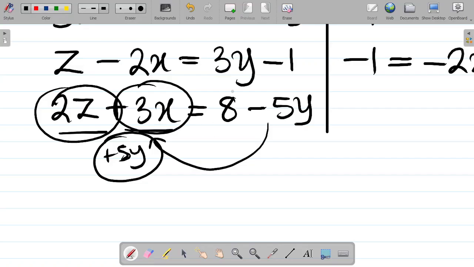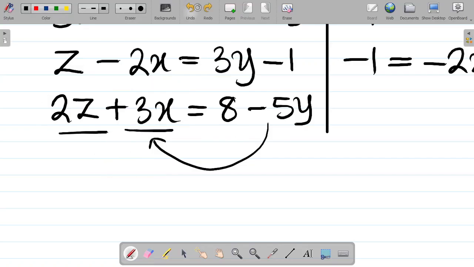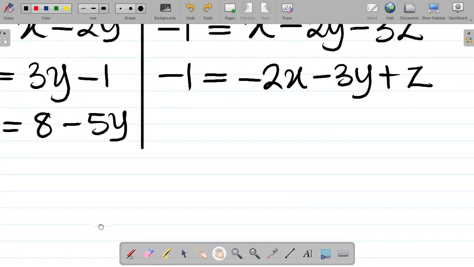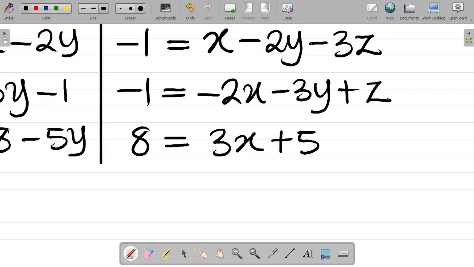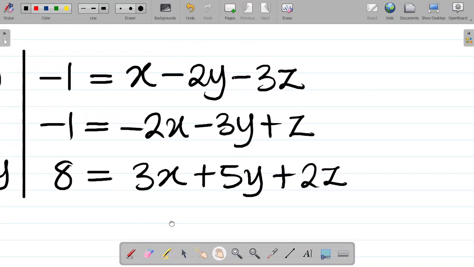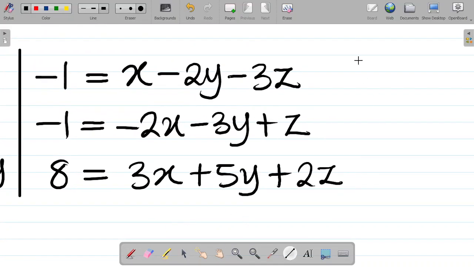And that will be equal to what there? 8, the number. So I can simply say that 8 is equal to both of them, which is still correct. So I'll just come here and say that 8 is equal to 3x plus 5y plus 2z. So I've now arranged each of them in terms of x, y, and z.